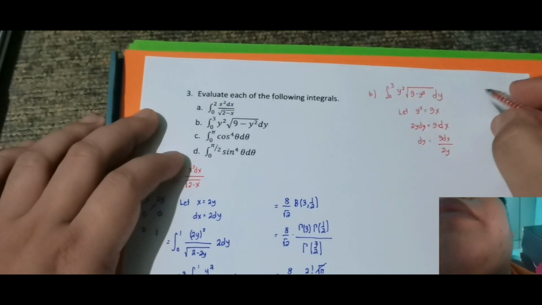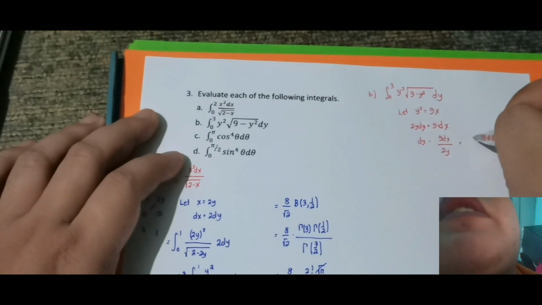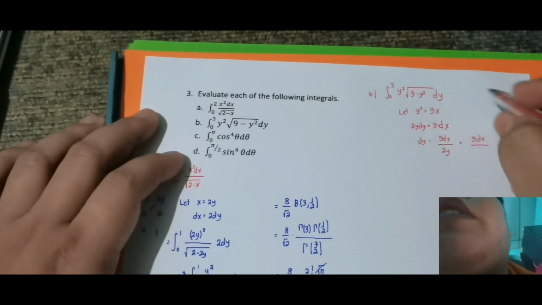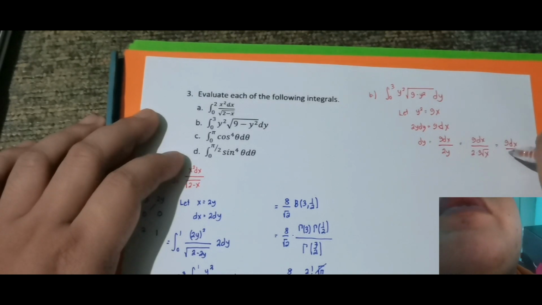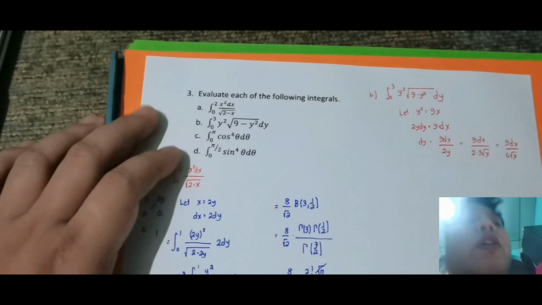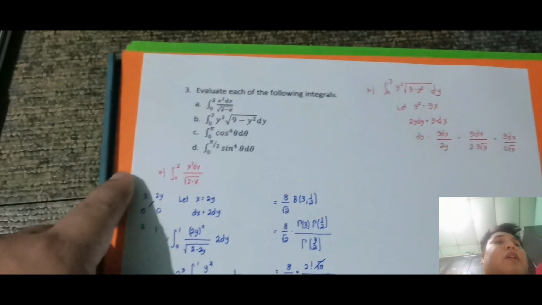Eh ano ba yung y? Y natin is square root of x, so this is just 9 dx over square root ng 9x, that is 3 square root of x. So this is just 2 times 3 square root of x. So this is just 9 dx over 6 square root of x, or 3 over 2. Parang ganun yung sa substitute natin.